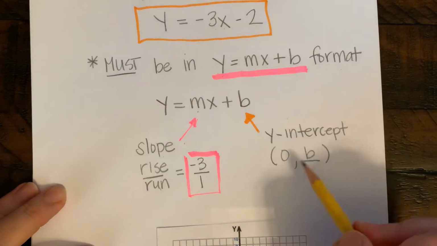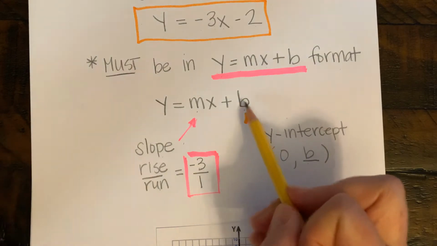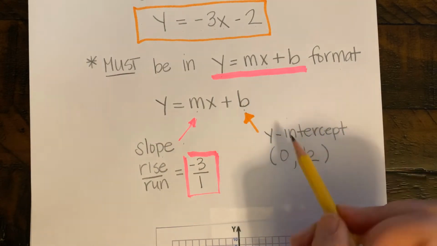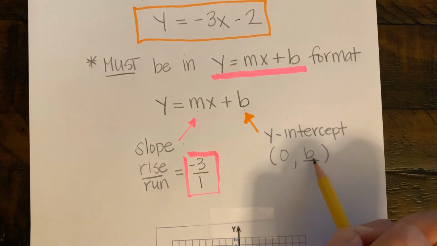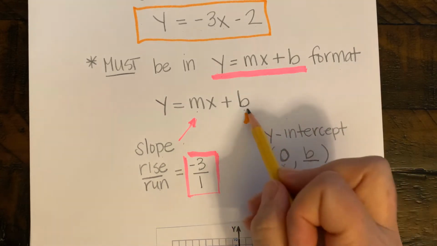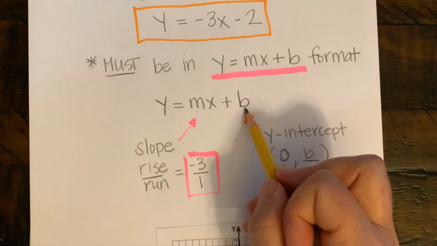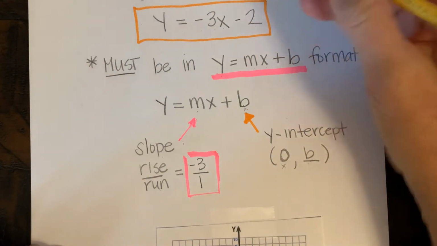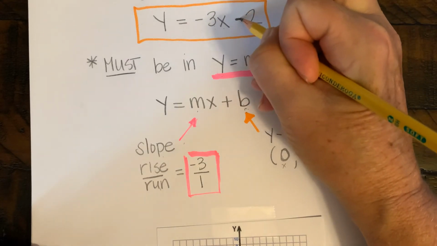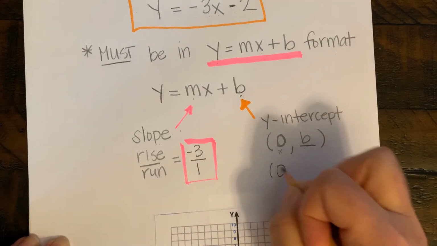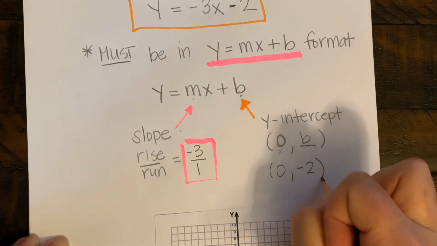The second thing I need to look at is my y-intercept. This b is the y-intercept. It's where the line will cross the y-axis. So I can write it as, remember, 0 is my x, and b is this number right here. Well, b in this case is negative 2. It's important that you bring that negative with it. So my y-intercept is going to be 0, comma, negative 2.